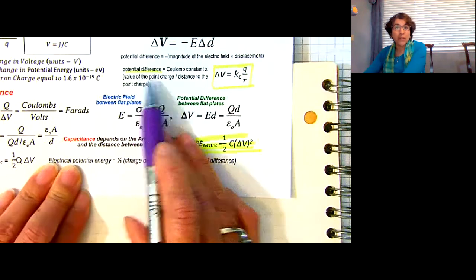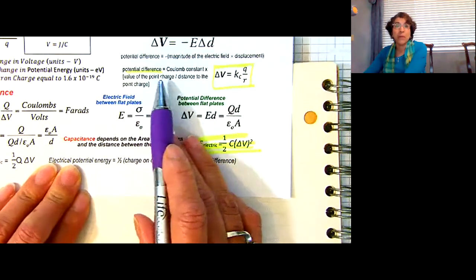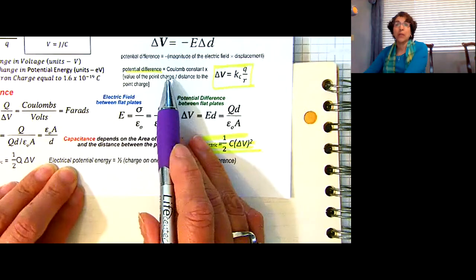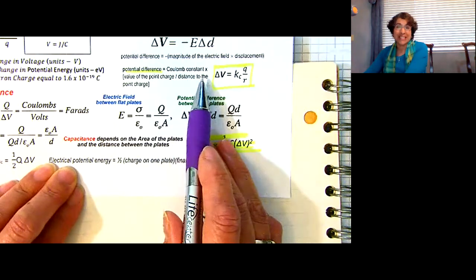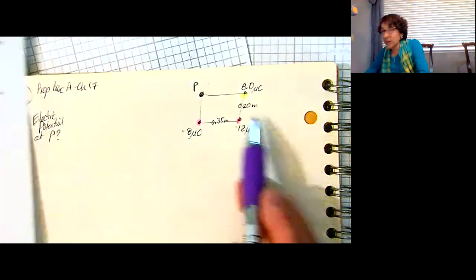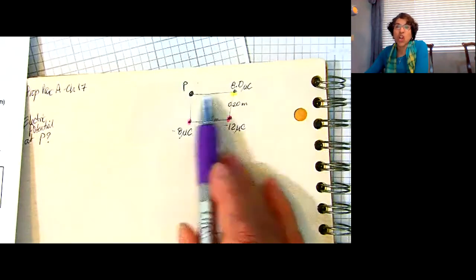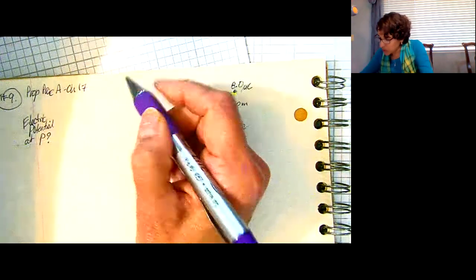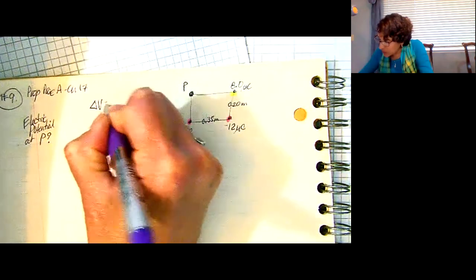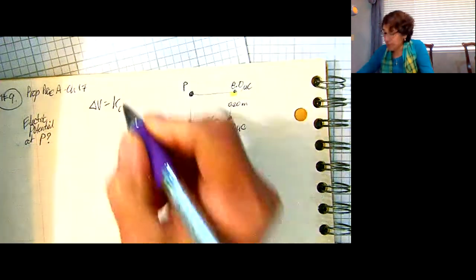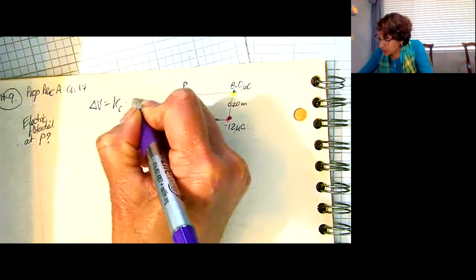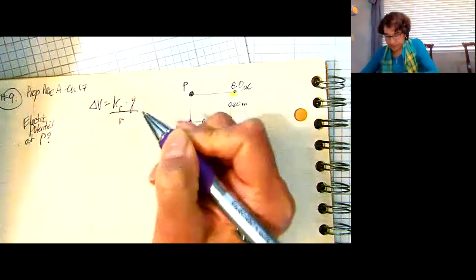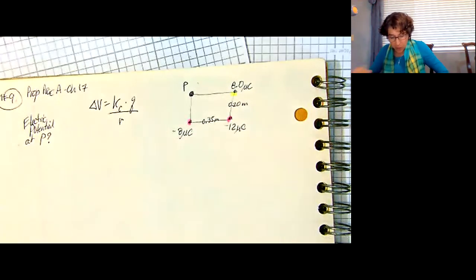So we have here the Coulomb constant times the value of the point charge, and they gave us the values of the point charges in coulombs, divided by the distance. We have 3 different charges, one here, one here, one here. So all I need to do is write down that equation. The change in V is equal to the Coulomb constant times Q all over R. That's all we need.